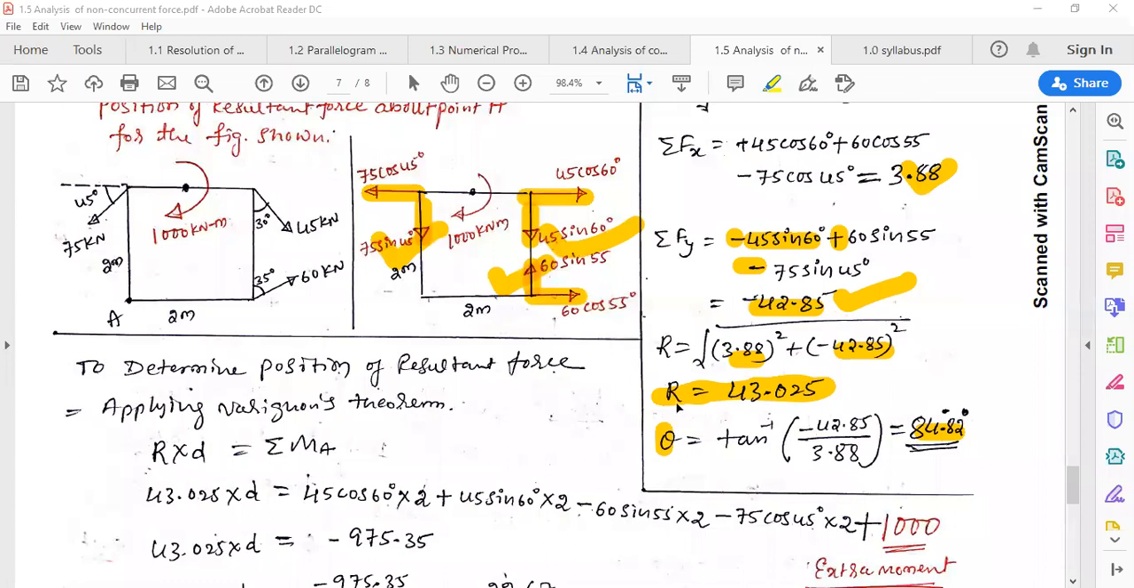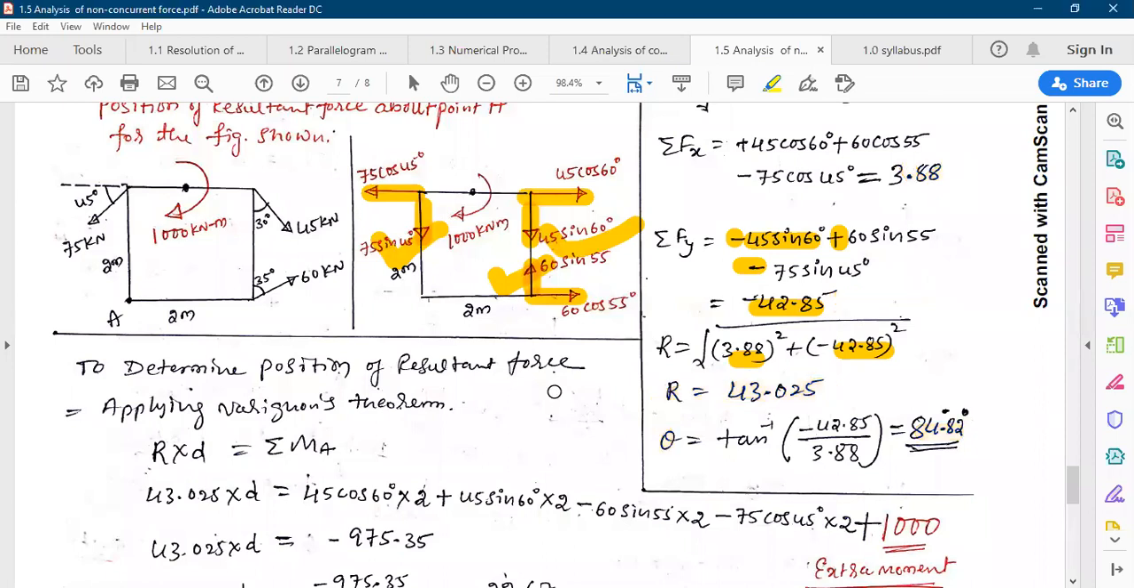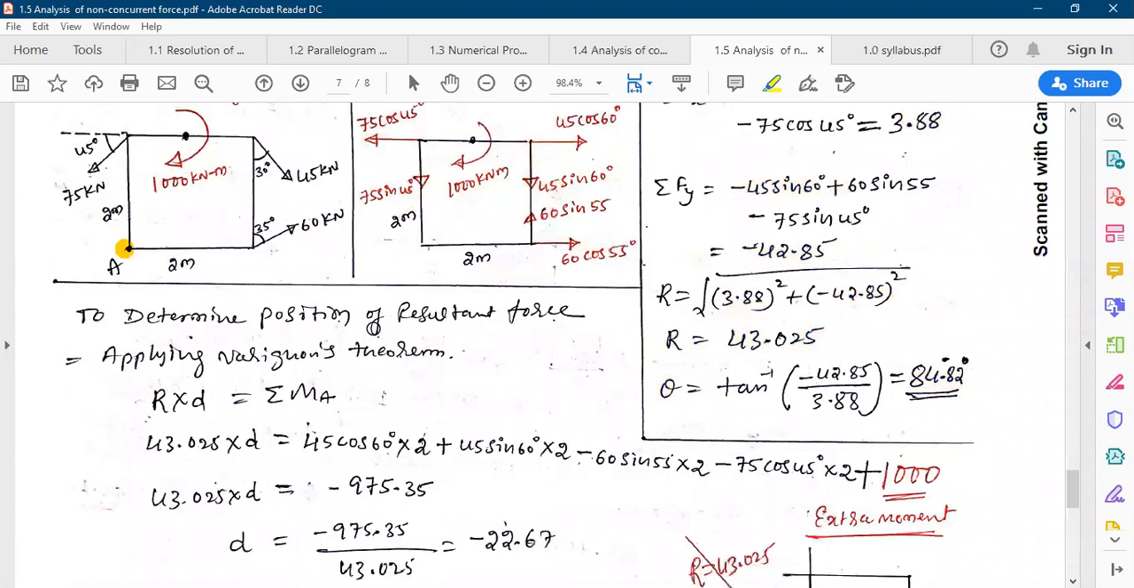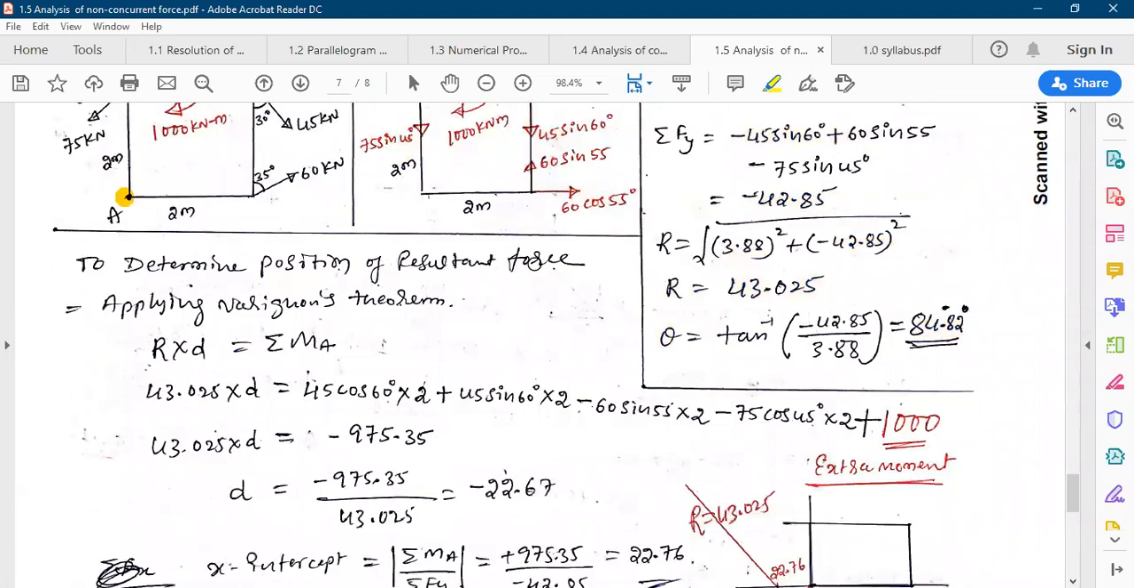So this is how we have to calculate the resultant force and direction of resultant force. Now let us look into the application of Varignon's theorem, in order to calculate the position of resultant with respect to the given point A. In the question it is asked to calculate the position of resultant at point A. So to determine the position of resultant, you have to apply Varignon's theorem.